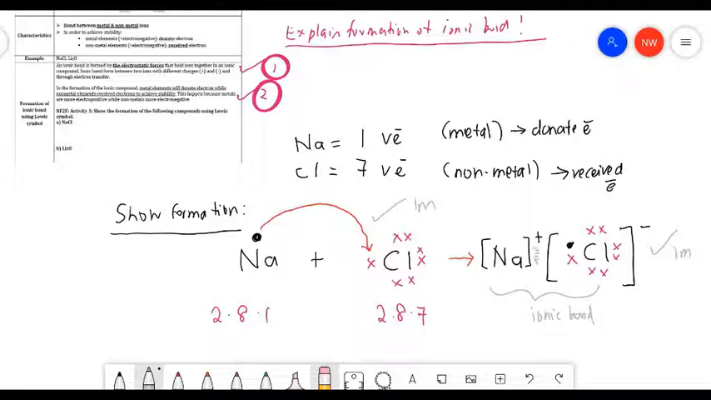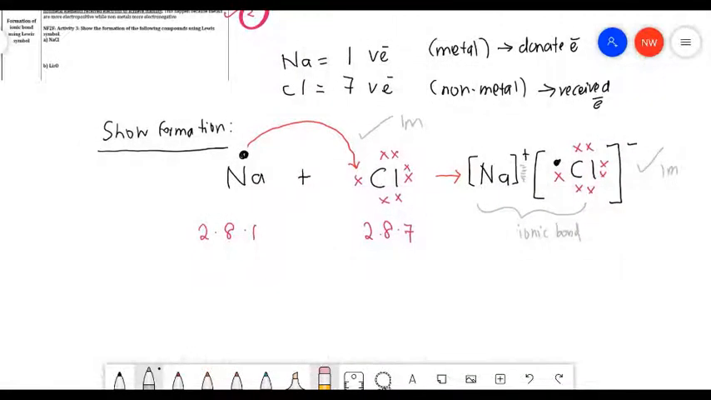Okay, jadi jangan salah. So now sekarang kita tunjuk formation of lithium oxide. Kalau kita tahu lithium group berapa? Lithium group 1. So ada satu valence elektron juga. Ini adalah metal.